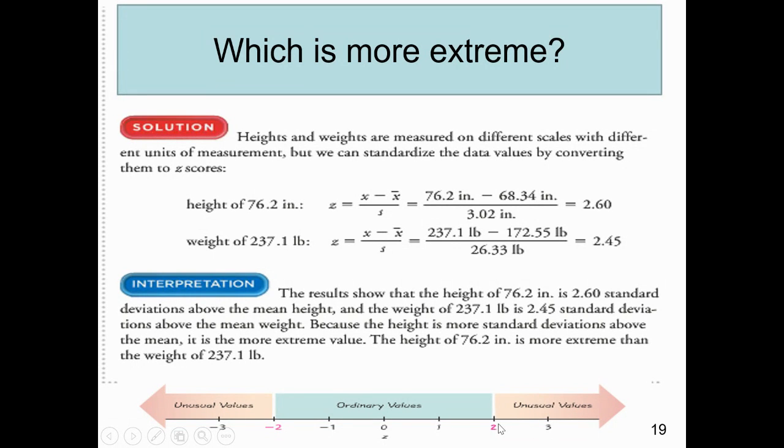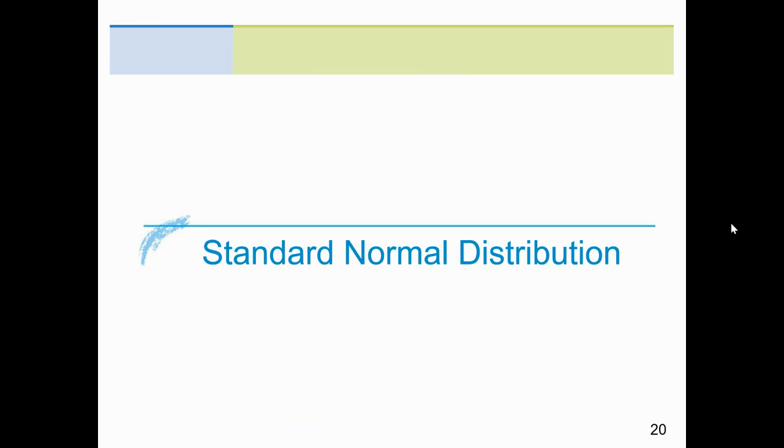Things that have z-scores that are bigger than 2 or smaller than -2 are called unusual values. Ordinary values lie between -2 and +2 standard deviations away. So sometimes when you want to compare different measurements, you standardize them by calculating the z-score.